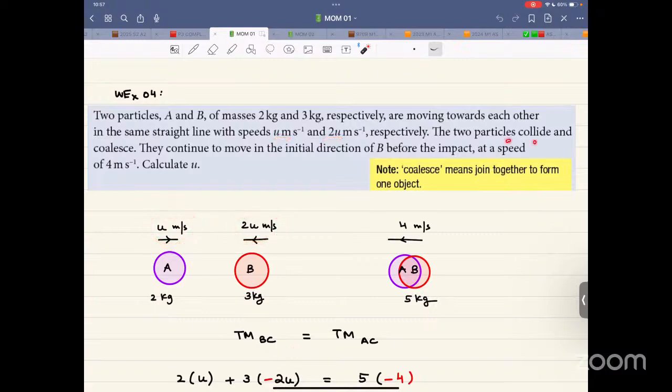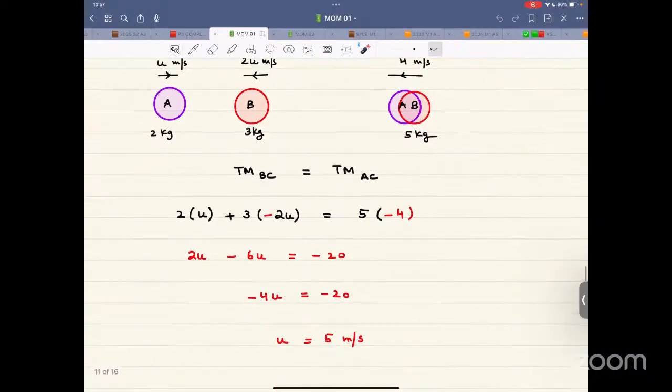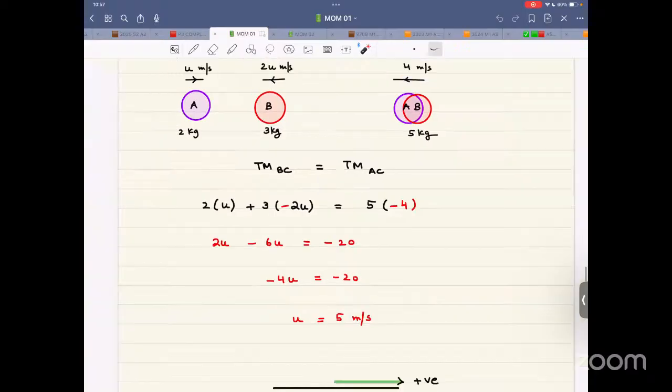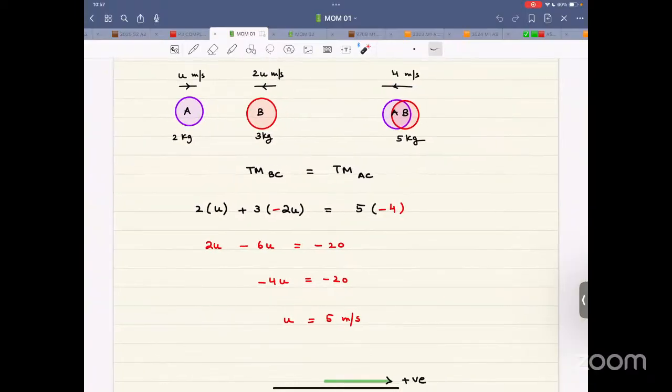The two particles collide and they coalesce. That becomes one single object. They continue to move in the initial direction of B, that is this way. So therefore, you would write this thing at a speed of 4; calculation-wise, this will be written as negative 4. Find the speed of u. That's how the system works: total momentum before collision, total momentum after collision.